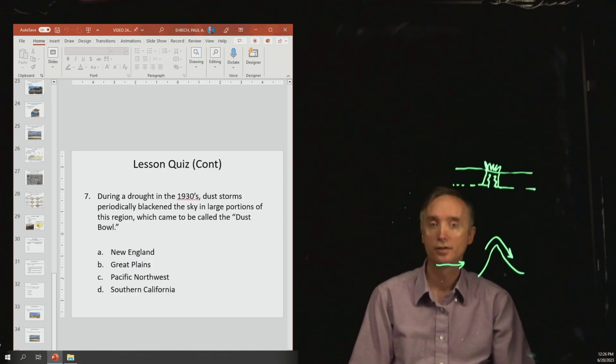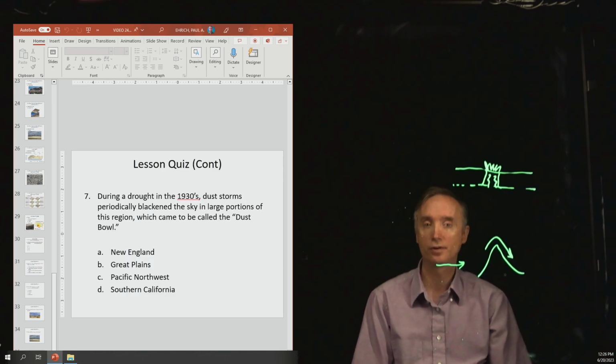Number 7. During a drought in the 1930s, dust storms periodically blackened the sky in a large portion of this region, which came to be called the Dust Bowl. So that occurred in the Great Plains region.